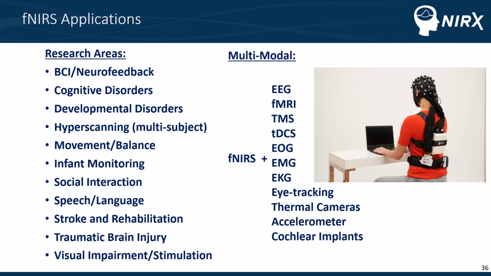Okay. fNIRS applications: any kind of cognitive research area can be studied using fNIRS. Some examples here: BCI and neurofeedback, cognitive disorders, infant monitoring, social interaction, speech and language, and so on. fNIRS has been applied in all these various areas. fNIRS lends itself very well to multimodal imaging, that means imaging with multiple modalities. fNIRS has been combined with EEG, fMRI, TMS, eye tracking, accelerometers, cochlear implants, and so on. The nice thing about fNIRS is that the optical signal doesn't interfere with signals like fMRI and EEG.